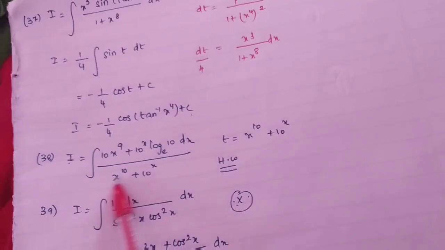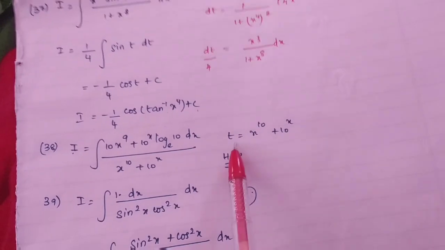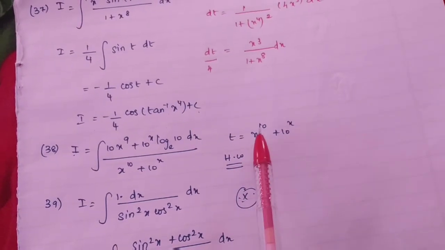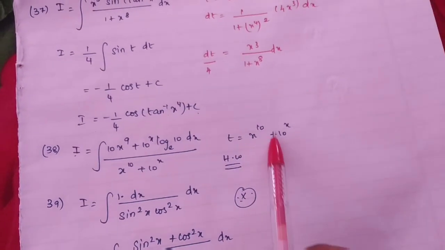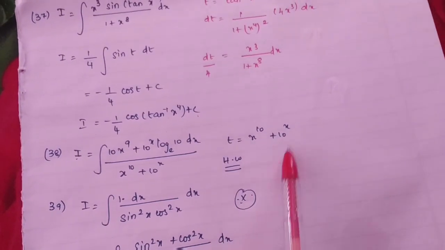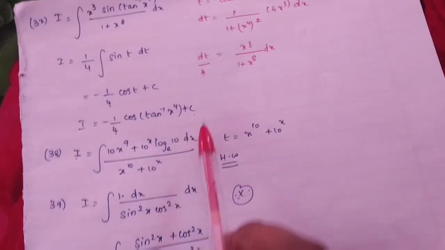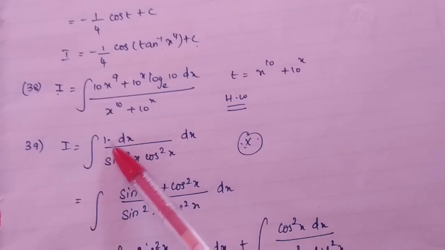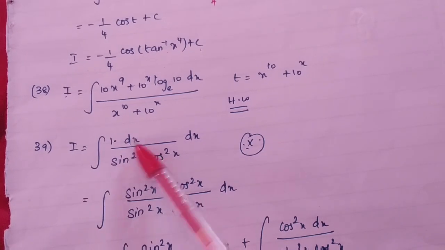The next one, you need to take this denominator term to be t. When you differentiate, you will get 10 power x into log 10. That's what the numerator is, since the derivative of a power x is a power x into log a, which is 10 power x into log 10.